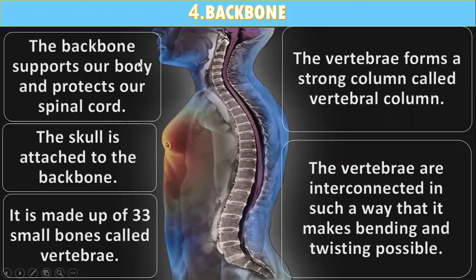Now, this backbone is made up of small 33 bones, which we call vertebrae. These vertebrae form a strong column. It is called the vertebral column. Now, the vertebrae are interconnected in such a way that it makes bending and twisting possible. So we are able to bend and to stand erect. And you can twist your body sideways as you wish. This is possible because of the vertebral column.